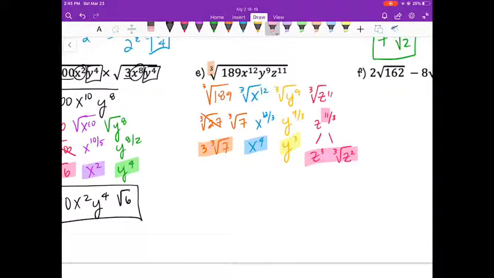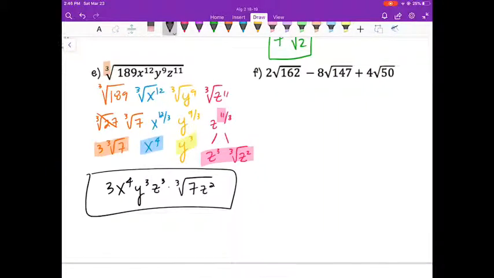So then altogether, our things outside of our radical, we've got a 3, an x to the 4th, a y to the 3rd, and a z to the 3rd. Inside our cubed root, we've got 7z squared. Final answer. And example F, in order to be able to combine these radicals, they need to be like radicals. So we're dealing with square roots again.